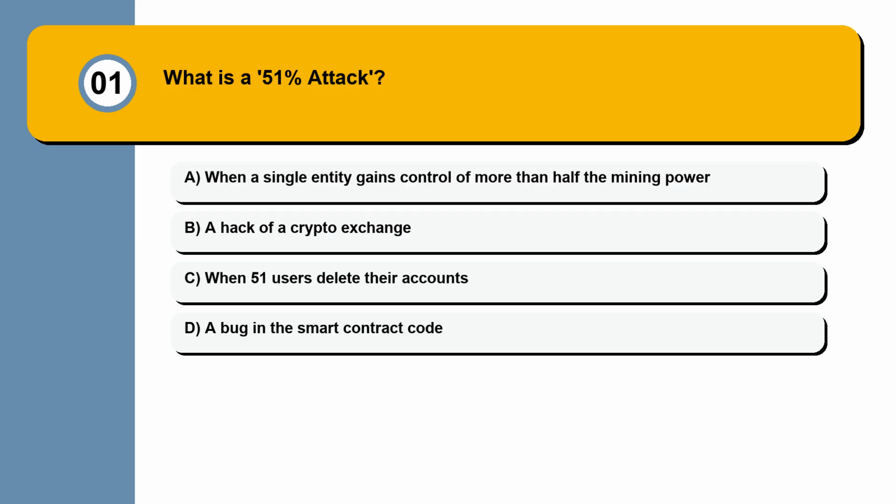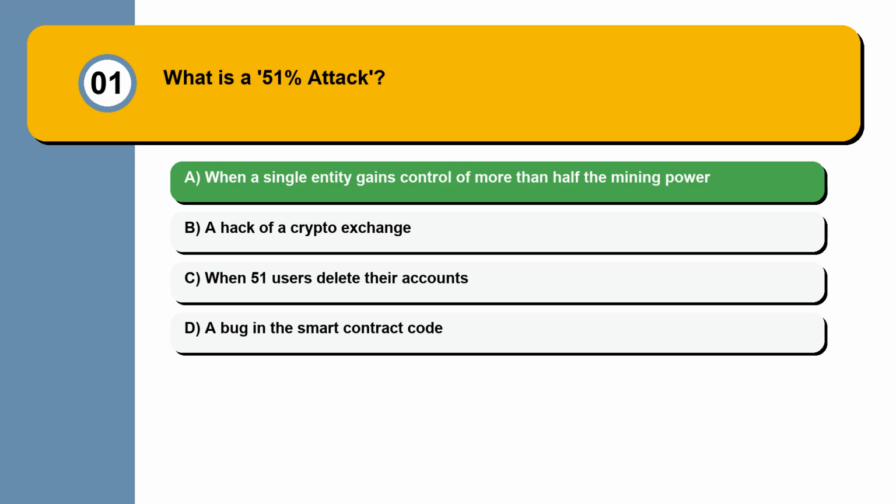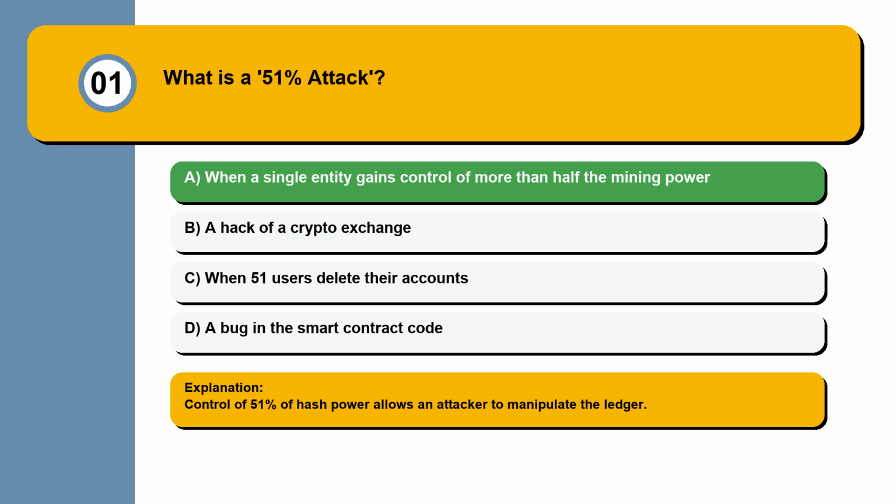Question 1. What is a 51% attack? When a single entity gains control of more than half the mining power. A hack of a crypto exchange. When 51 users delete their accounts. A bug in the smart contract code. Control of 51% of hash power allows an attacker to manipulate the ledger.